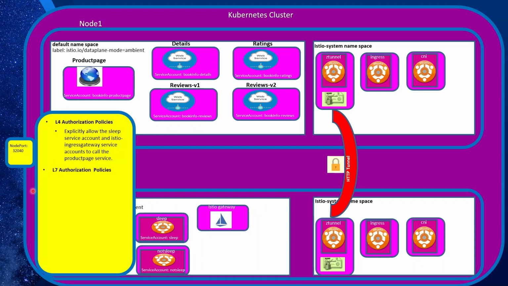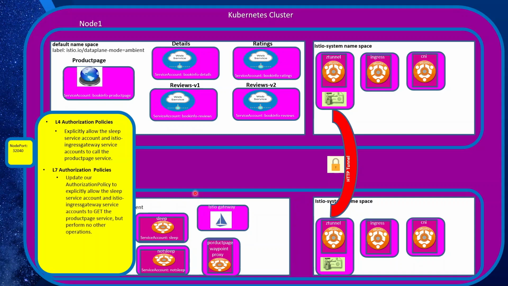Next, we'll concentrate on L7 authorization policy. The first one that we're going to look at, or create a policy for, is the product page. Recall that we need to deploy a waypoint proxy, so all the policies that are created will be enforced by the waypoint proxy. We'll create that, and then we update our policy that we had earlier.